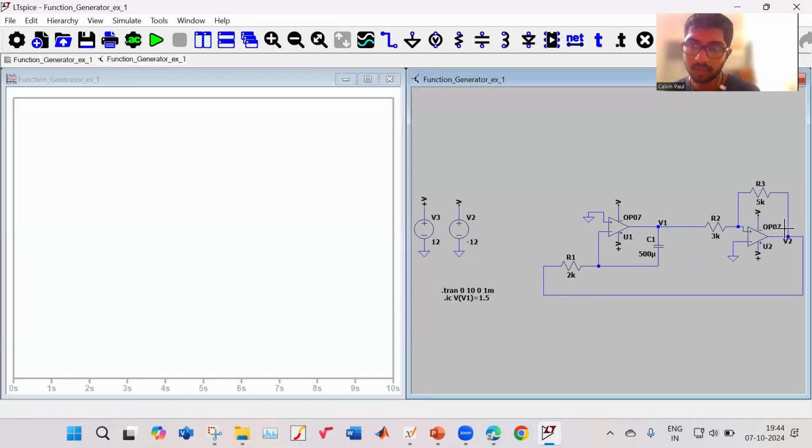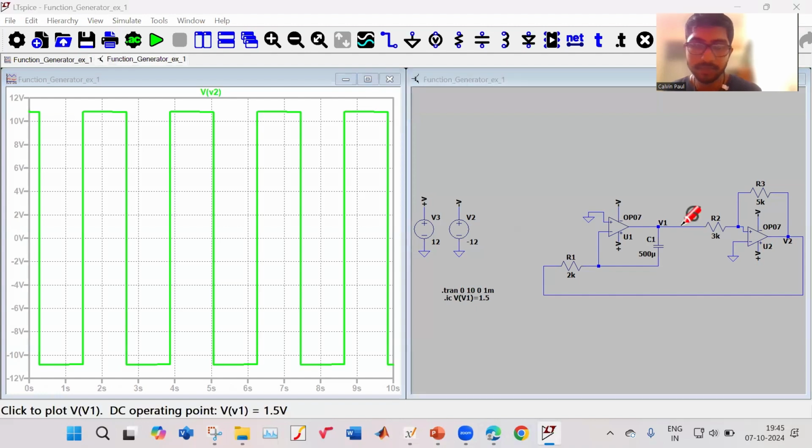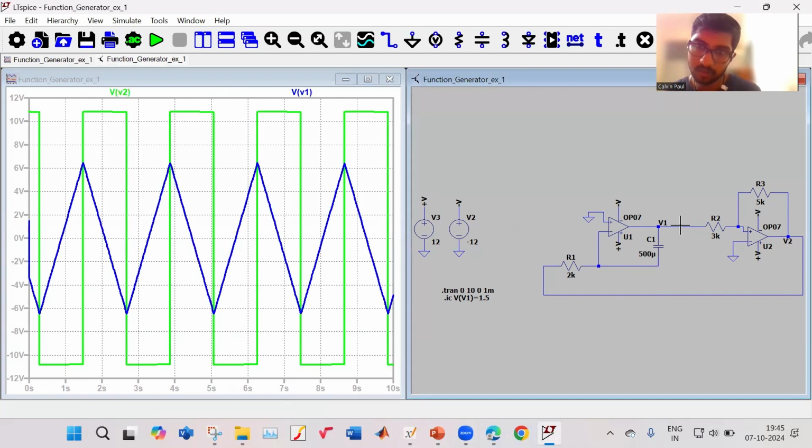See, this is my wave. How will it look? What will be the wave at output at V2? How will the output of V2 look like? Square. Right? How will the output look at V1? Triangular. This triangle. Right?